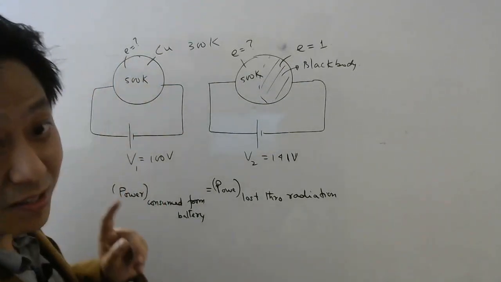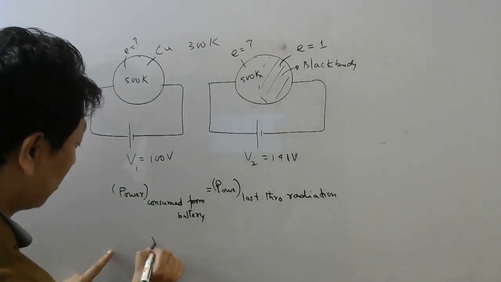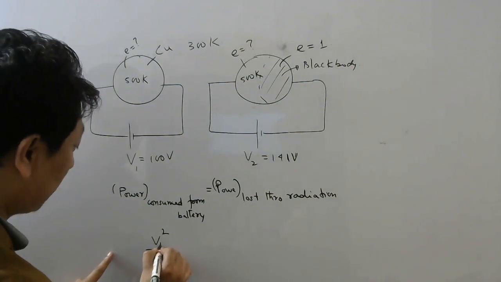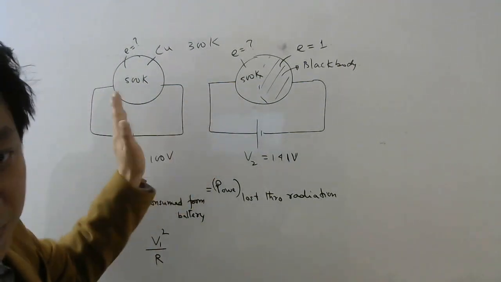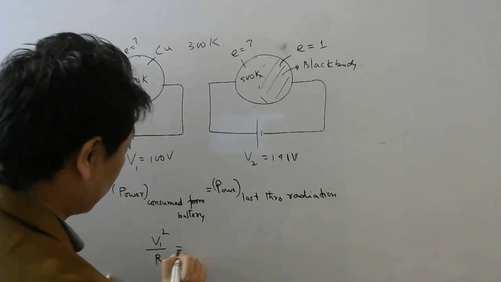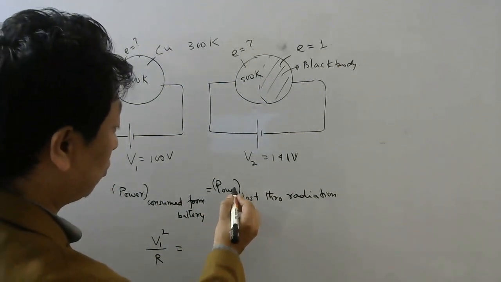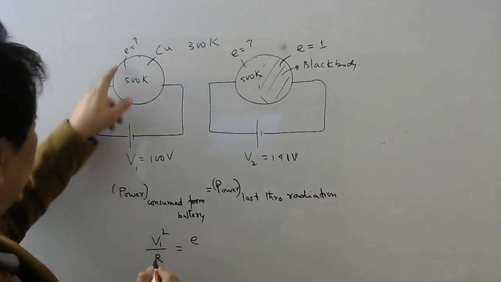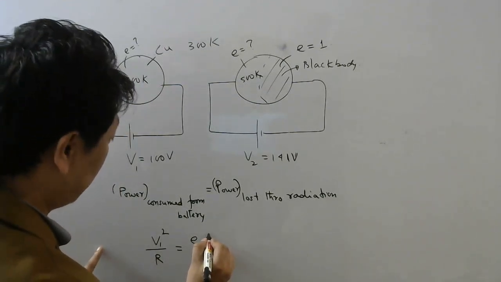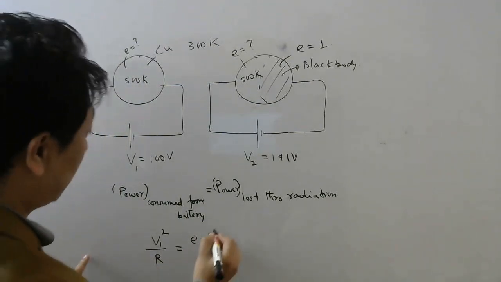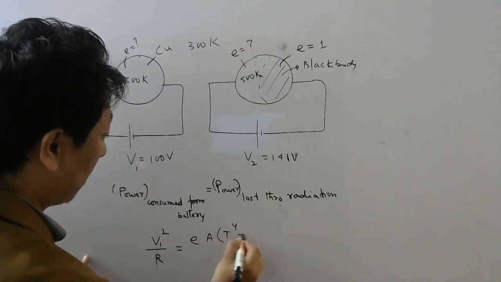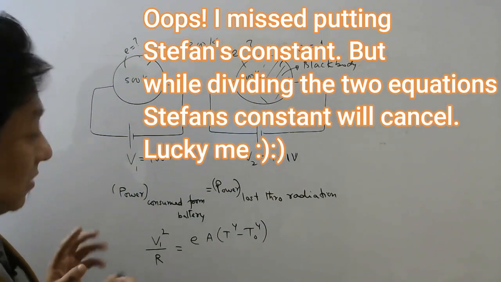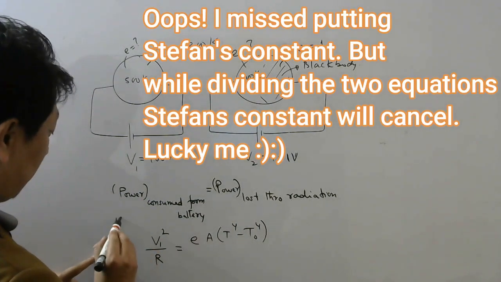So what is the power consumed by the body when you apply a voltage? If the body has resistance R, then the power consumed is V square by R. So in the first case, we will write V1 square by R, resistance will be same, equals to power lost through radiation. That is Stefan's law. So emissivity is E, area is capital A, let's say, then temperature power 4 minus T0 power 4. So this is for the first case. Let me write here first case.